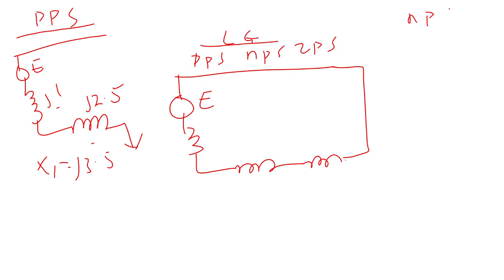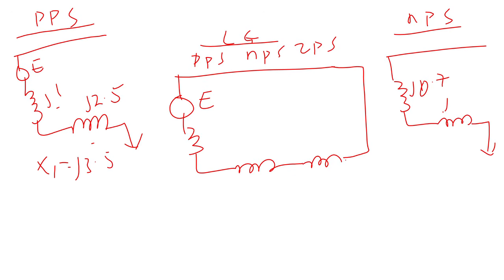Now let's find the NPS. For the NPS, I'm also going to draw a line without any generator. Bring the reactance of the generator, the reactance of the feeder. The fault is here. This was given as J0.7, this as J2.5. So my X2 will end up being J3.2.